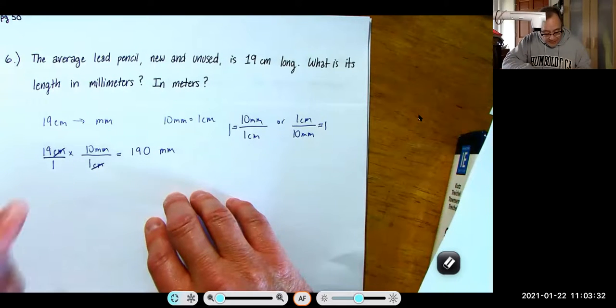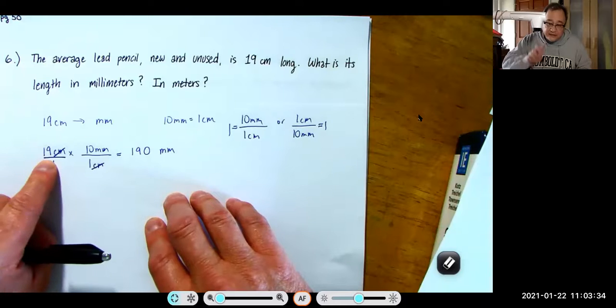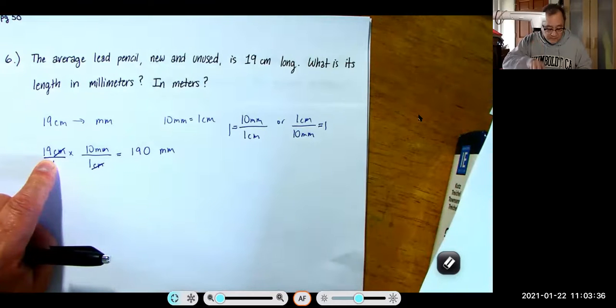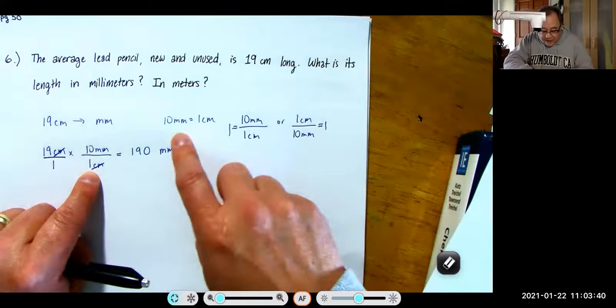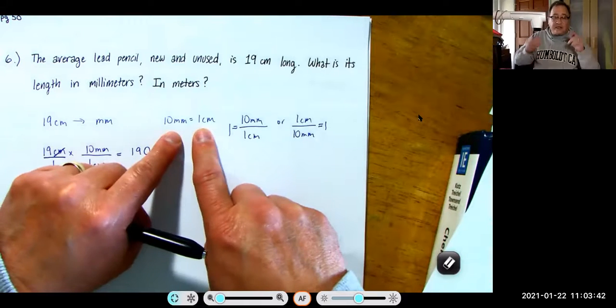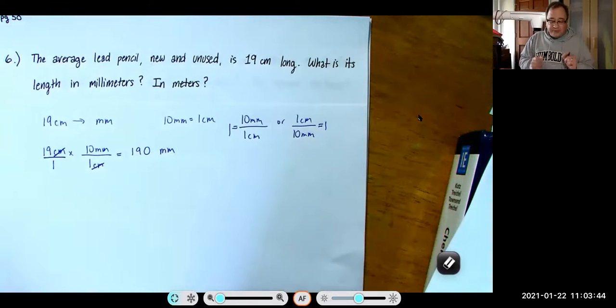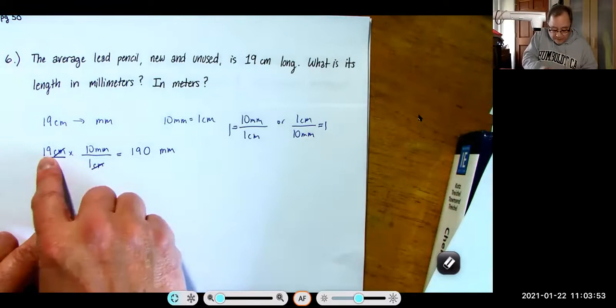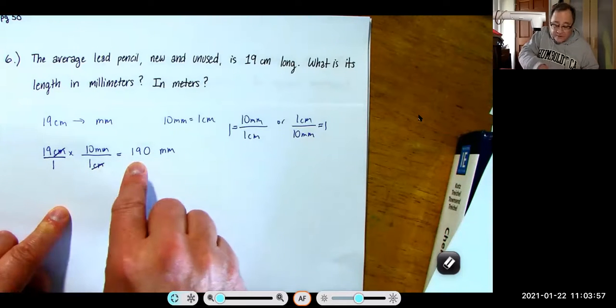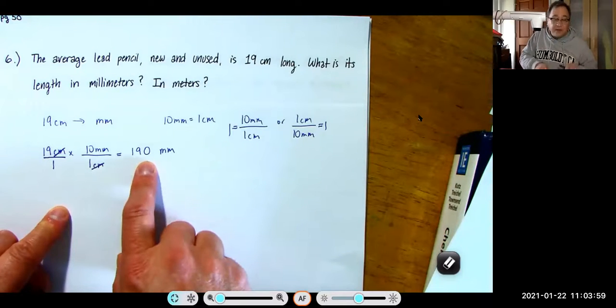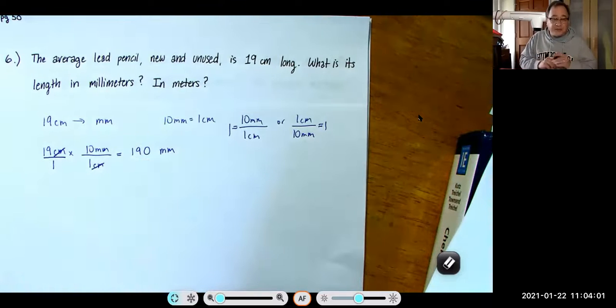Now, how many significant figures are in the 19? 2. How many significant figures are there in the 10 and the 1? These types of metric conversions are defined, which means the 10 has an infinite number of significant figures. The 1 has an infinite number of significant figures. So if we've got 2, infinity, infinity, we get 2 sig figs. And by our definitions, this 0 doesn't count because you don't see the decimal.